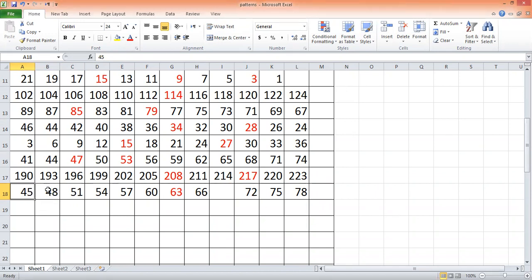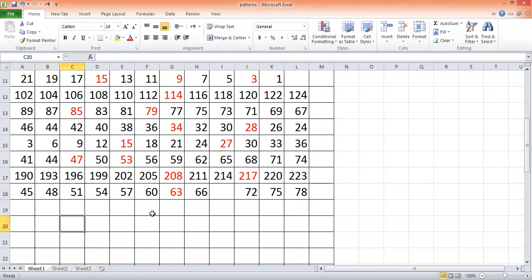After every number, the next number is greater. 45 is smaller than 48. 48 is more than 45. 51 is more than 48. 54 is more than 51. How much more? If you find out that, you will find out the pattern. How much more is 48 than 45? How much more is 51 than 48? 3. If you add 3 to 48, you will get 51.